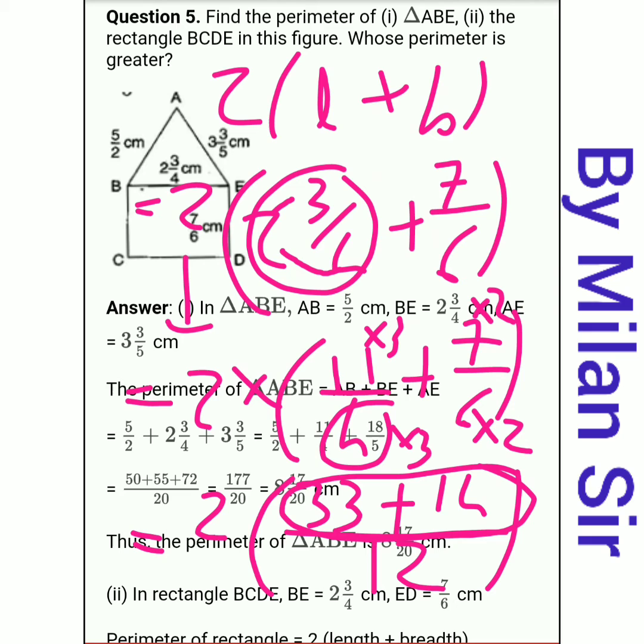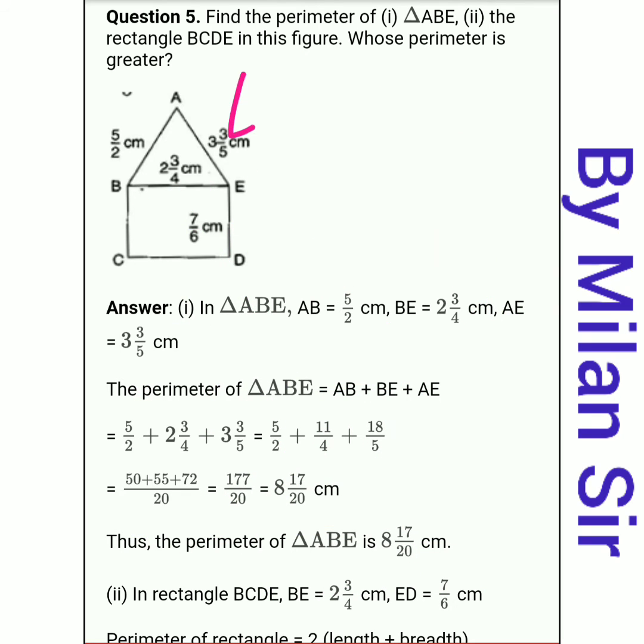Right, and here 2 and 12 can be cut. 2 sixes are 12. Right, now it is in multiplication, so we can cut it. Okay, so 2 sixes are 12, and in the numerator 33 plus 14, that is 47. So 47 divided by 6.